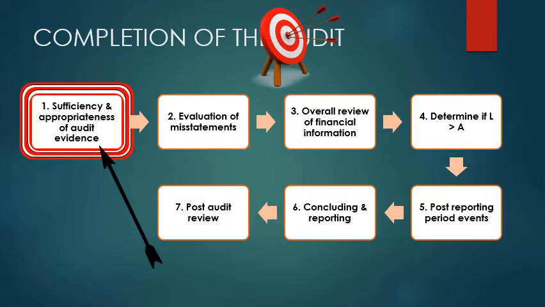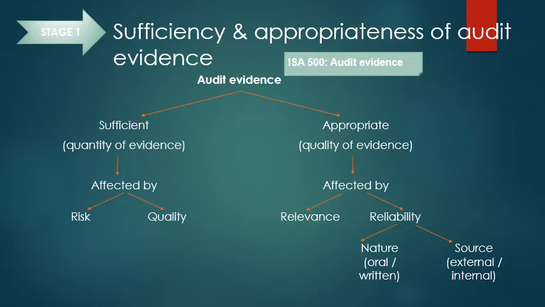We will now have a look at the first stage in the completion of your audit, which is the sufficiency and appropriateness of audit evidence. So stage 1 is where we assess the sufficiency and appropriateness of audit evidence. When it comes to the sufficiency, we look at the quantity of audit evidence that has been gathered. And this in turn is affected by what risks were assessed and what your audit quality is.